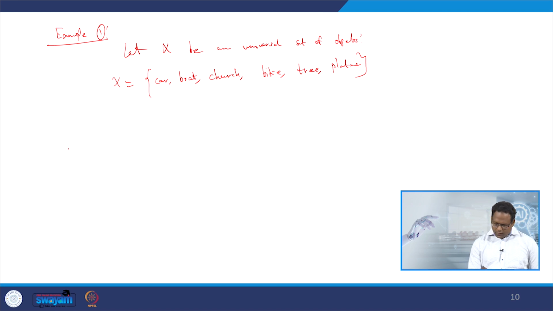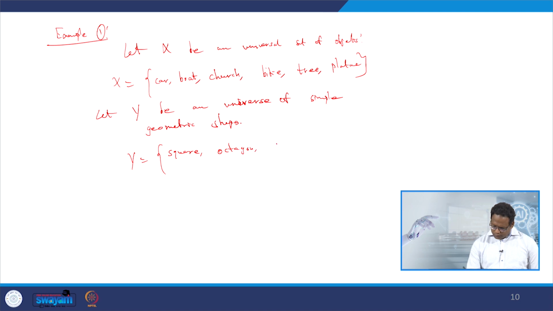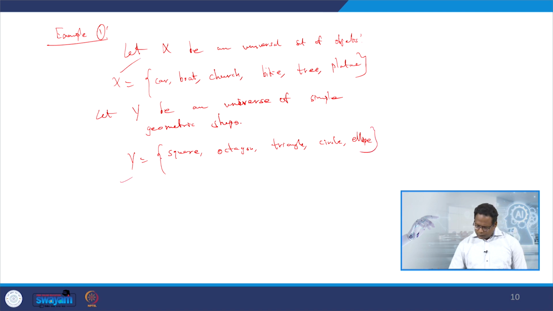Again, let Y be a universe of simple geometric shapes, that is given by Y equal to square, octagon, triangle, circle and ellipse. Okay, there are 2 sets defined now, which are called universal sets.